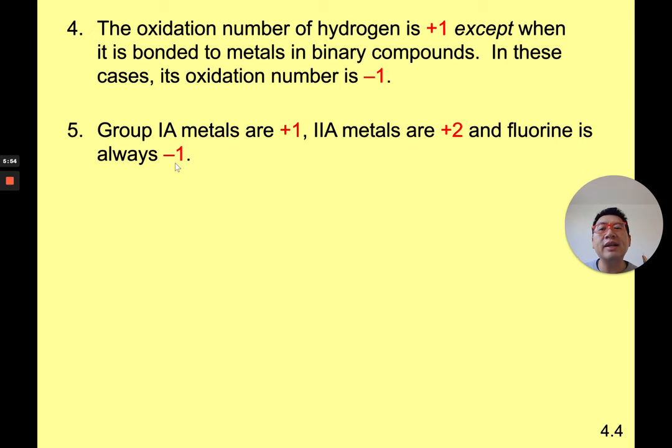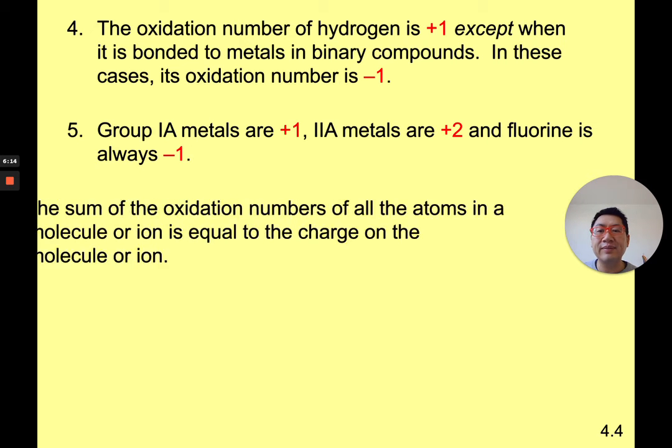Fluorine is always -1. Fluorine's a halogen. Many of the halogens are -1, but the only one that always must be, no exception, is fluorine. So underneath fluorine on a periodic table is chlorine, and usually that is -1, but it does not have to be. The only one that is always, no exceptions, is fluorine.